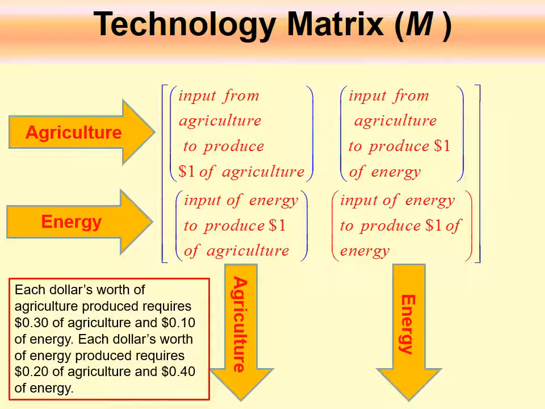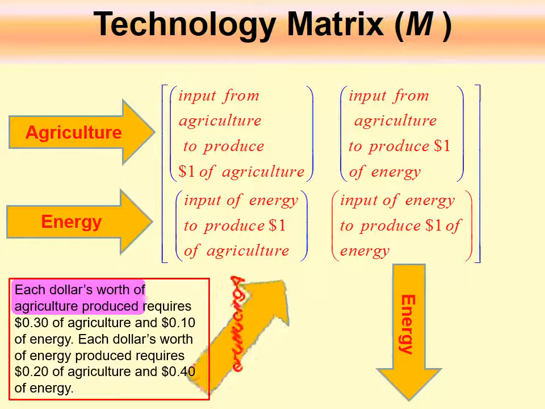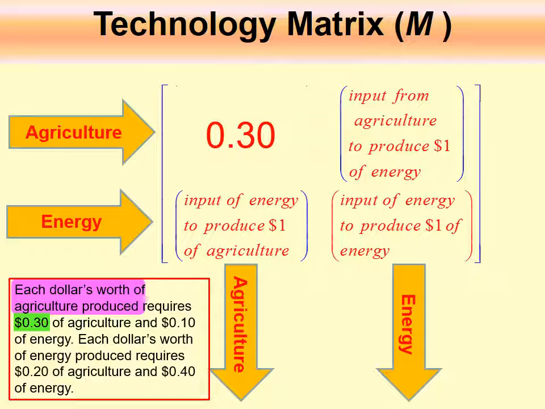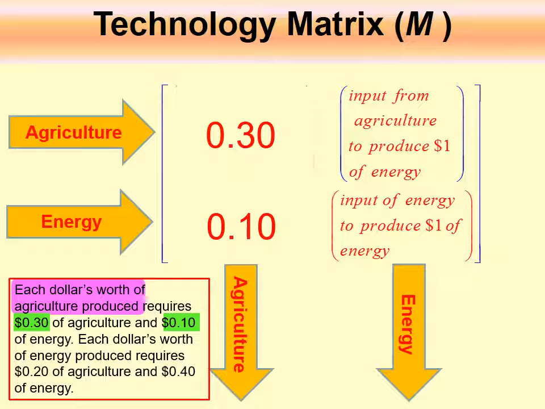Here was the statement that we had in the problem that we were just doing. Do you see where it says each dollar's worth of agriculture produced? Identify the spots in the matrix that correspond to agriculture produced. That would be the first column. Which number in that spot represents the agriculture input? That would be the first one. How about the energy input? That would be the second one in the same column.